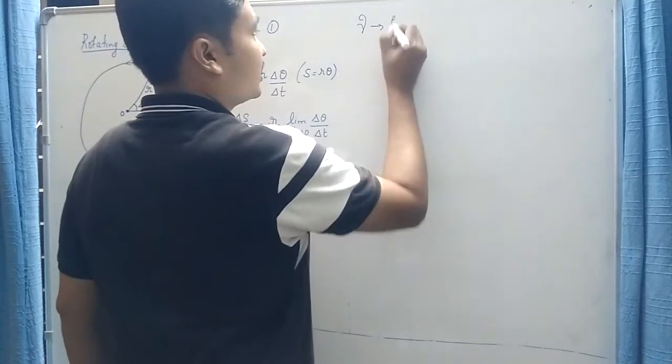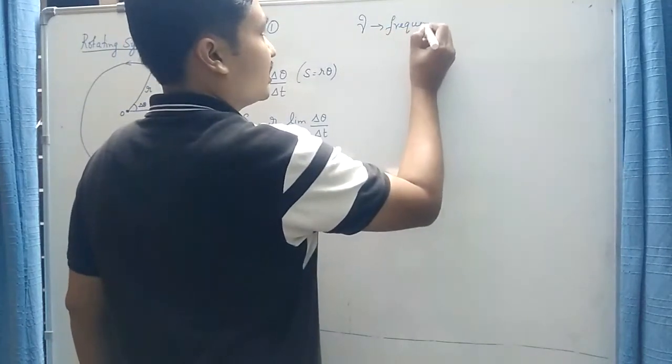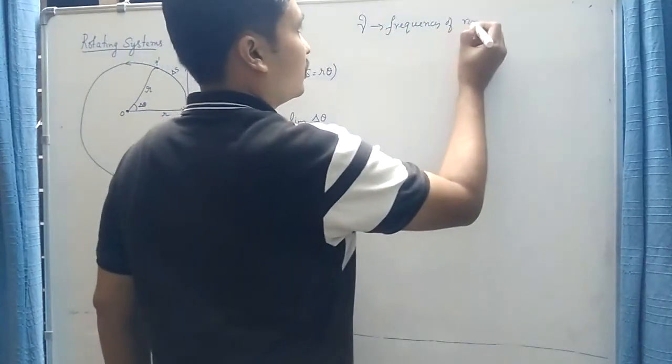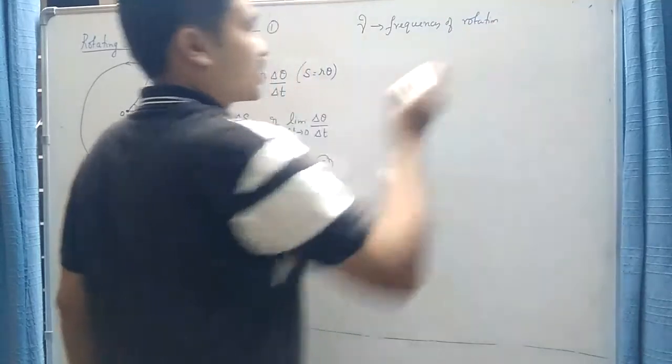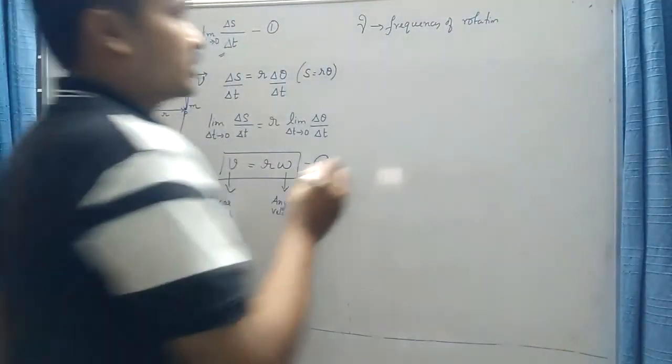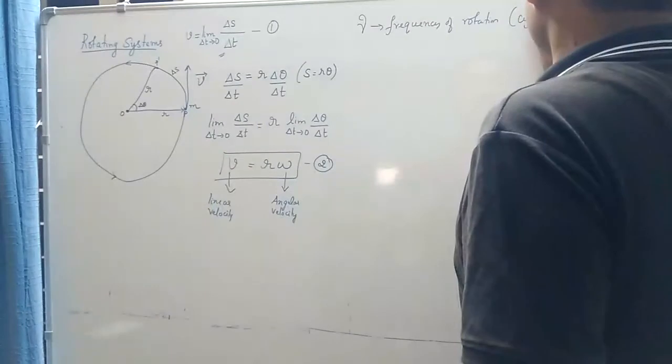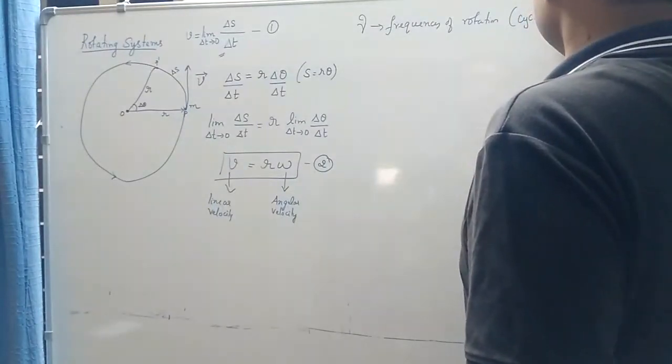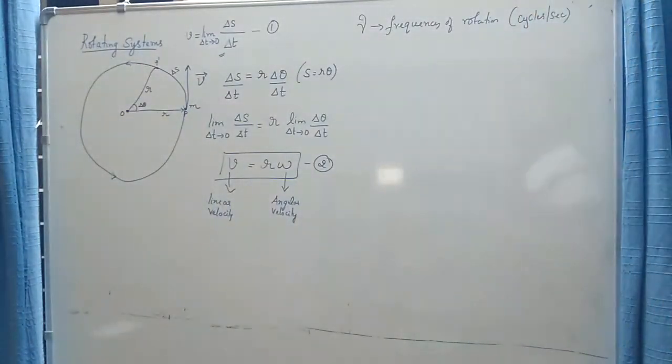Now if nu represents the frequency of rotation, expressed in cycles per second, if nu represents the frequency of rotation.